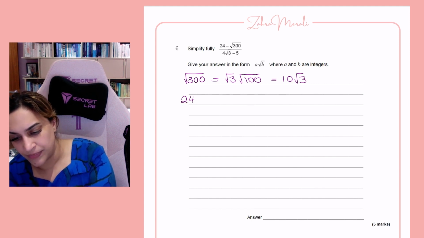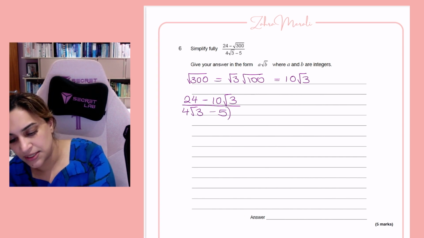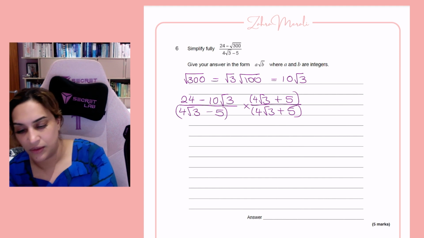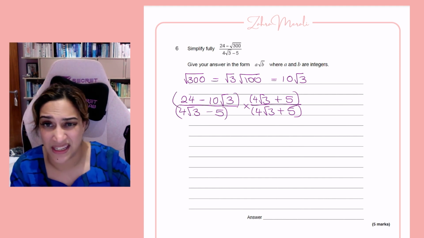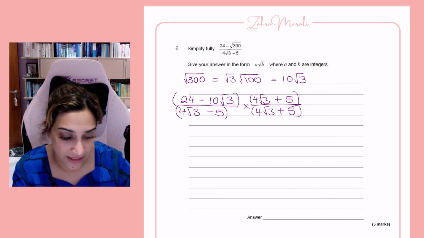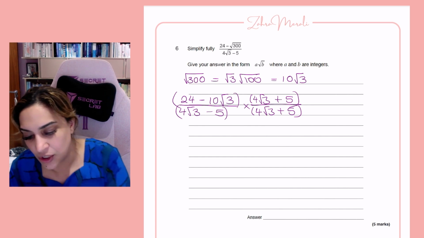So now I've got 24 minus 10 root 3 over 4 root 3 minus 5, and we want to rationalise that denominator. So we're multiplying top and bottom by 4 root 3 plus 5. Okay, so we've got some big numbers here. Now to be fair, this question was actually in a calculator paper, but there's no reason you shouldn't be able to do the mental arithmetic for it.